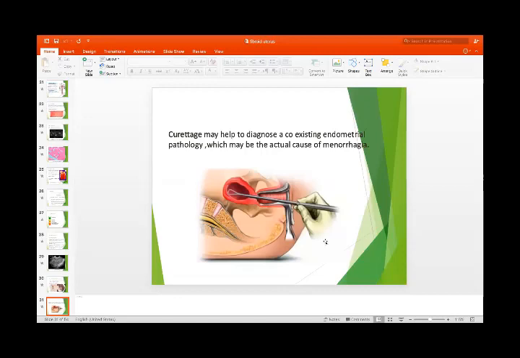Sometimes there is heavy menstrual bleeding, and there may be a coexisting endometrial pathology. So for that, we have to do endometrial curettage also, to rule out any hyperplasia or any other cause of menorrhagia. So this is how we do a curettage with a curette. This is a uterine curette.